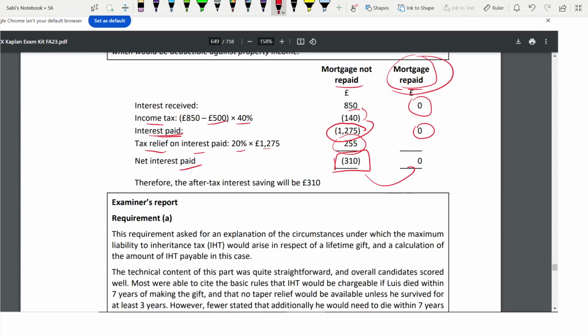So the difference, he's going to save 310, the difference between 310 and 0. So the after tax interest saving will be 310. If he's not repaying the mortgage, he has to pay 310, and if he's repaid the mortgage, it is 0. So the difference is 310. That's what the requirement asked you. And that's it for this question.